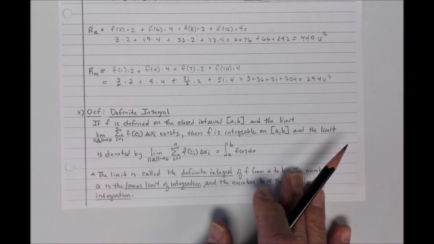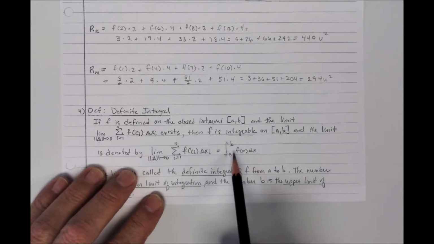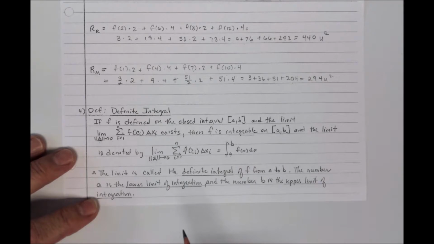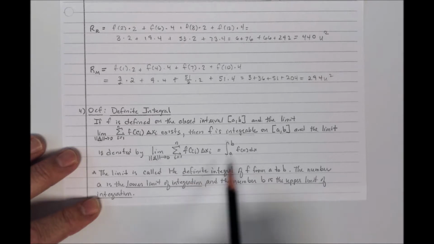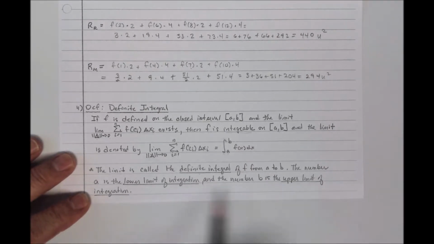Now, you may have wondered why back a ways this particular symbol was used. Well, this is kind of an elongated s, and the s stands for the sum, which is how this thing was developed. So we use this symbol to essentially find the sum of all these infinitely many rectangles and add them all together to get the area under the curve. The limit is called the definite integral. The definite integral has these limits of integration of f from a to b. The number a is the lower limit of integration, and the number b is the upper limit of integration.